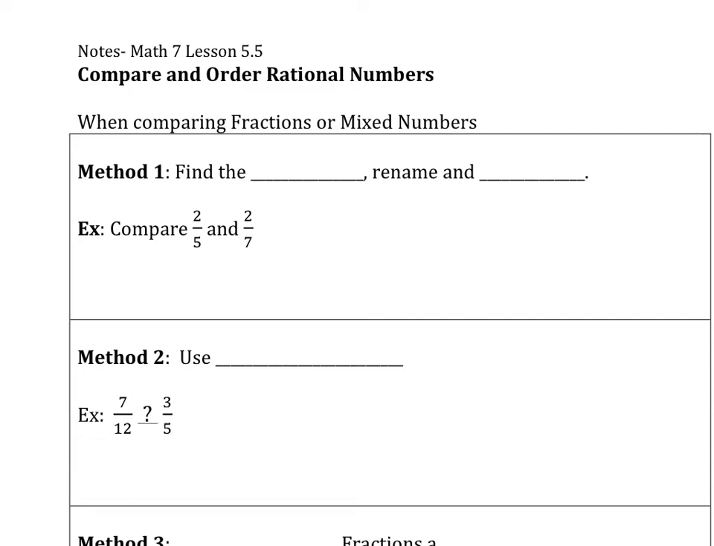Math 7, Lesson 5.5, Compare and Order Rational Numbers. Let's take a look at when we're comparing fractions or mixed numbers. There are different methods that we can use to do that. Method 1 is to find the lowest common denominator, rename, and compare.